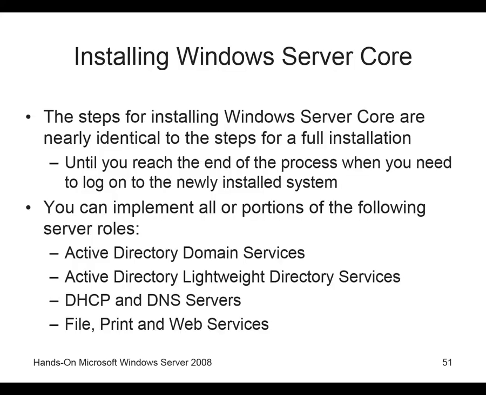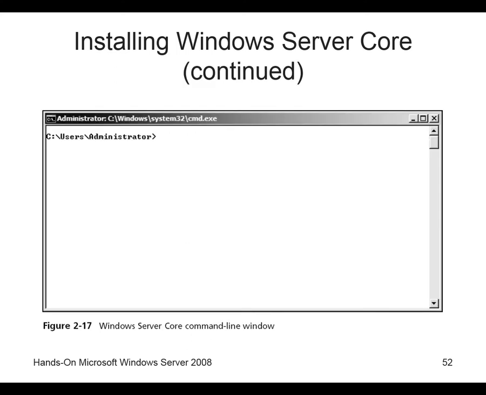Installing Windows Core is pretty easy. It's just like the full, except all you get is command lines. All right. And you can implement ADDS, ADLS, DHCP, DNS, file, web, print, all that stuff. But that's what you get when you get a server core. Quite different than your normal machine, right?